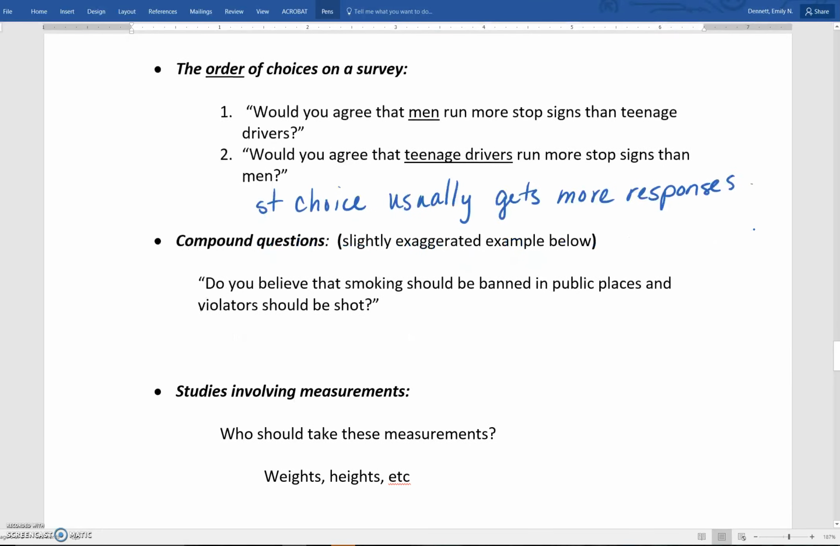Okay, you need to be careful about not exaggerating or asking more than one question at a time. So this question, do you believe that smoking should be banned in public and violators should be shot? That's going to confuse whoever is being asked that question, because you don't necessarily agree with both of those statements. Maybe you agree that smoking should be banned in public places, but most people would not think that those people should be shot. So when you're designing a study, you want to make sure to only ask one question at a time.